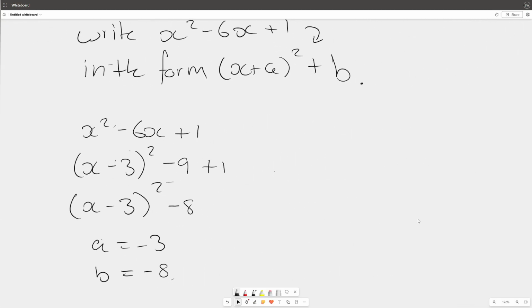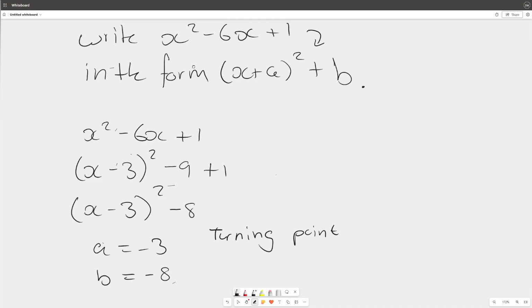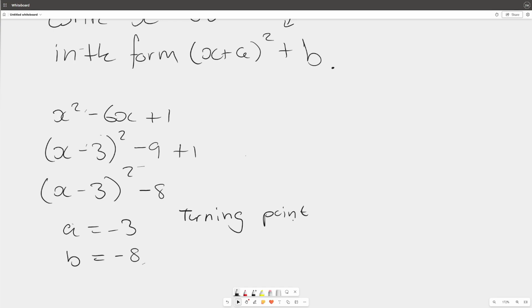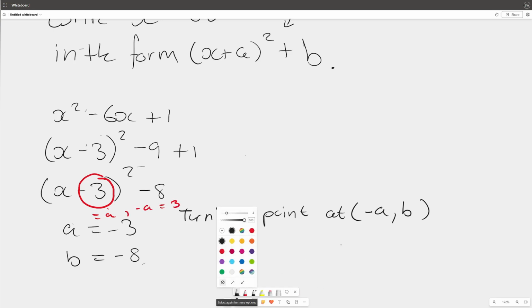It is known as the turning point. So the coordinate of the turning point of any quadratic which you have put into this form is at the coordinate minus a, b. Now minus a is the negative of this here, so I'll circle this in red. So this minus 3 is equal to a, so minus a is equal to 3, so the turning point in this case is at 3, minus 8.